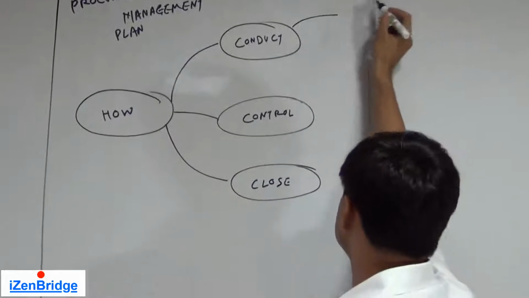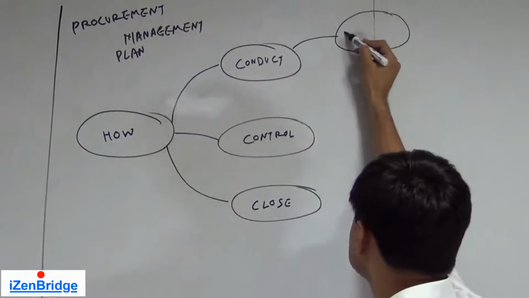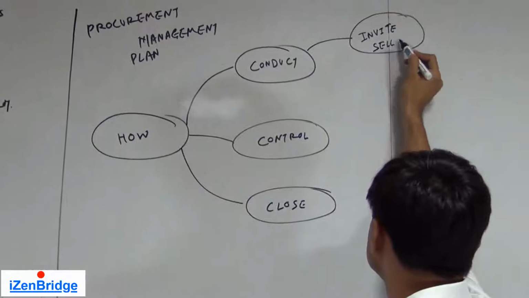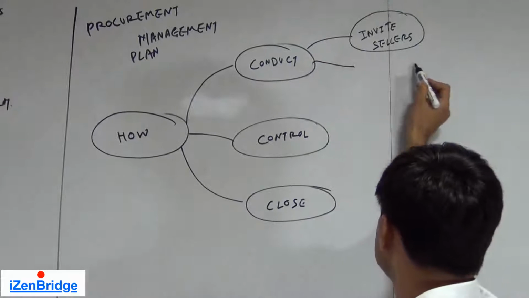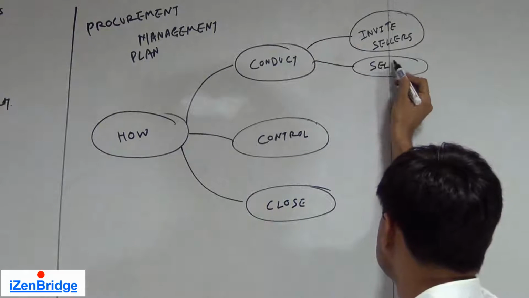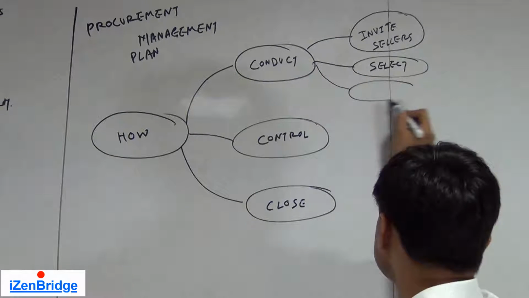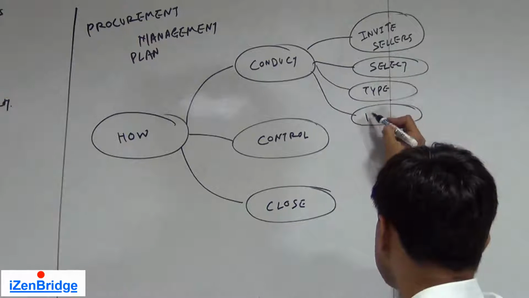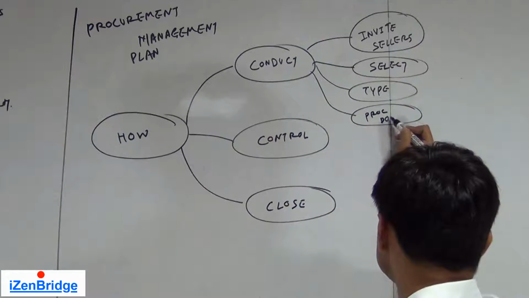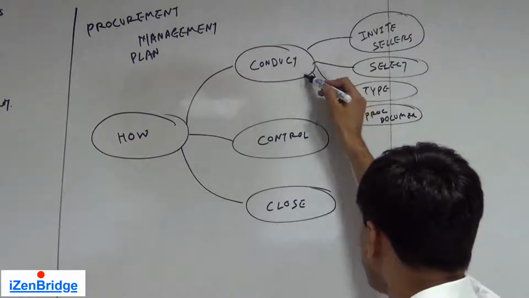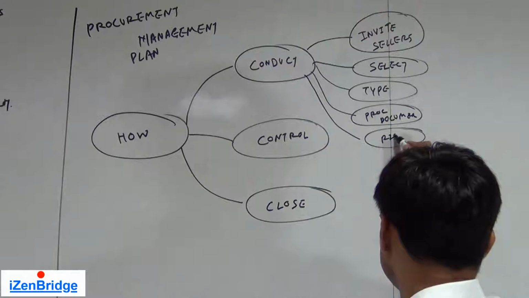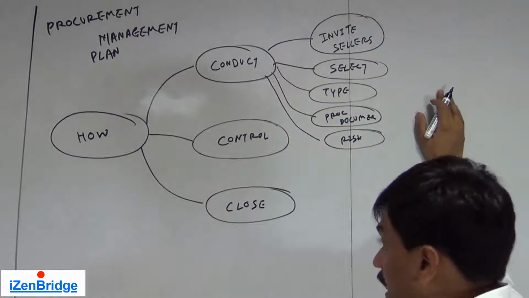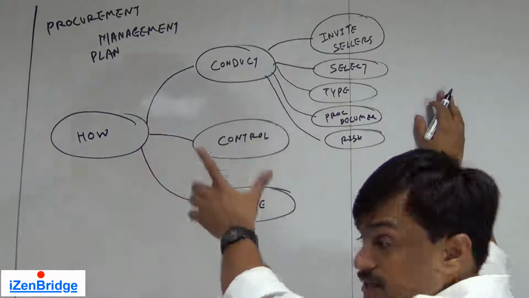In case of conduct, it tells us how to invite sellers, how to select sellers, what type of contract should be used, what should be the format of the procurement documents used, and how the risk should be managed. All other guiding factors should be covered, and the procurement management plan should give us the guidelines.